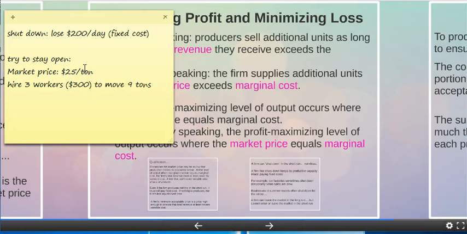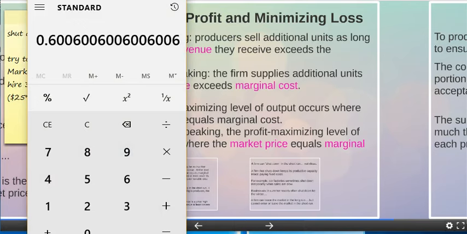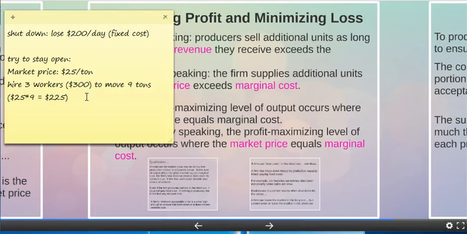$100 each is $300, to move 9 tons, which is 25 times 9, which equals $225. Okay? 9 times 25. All right, so that's $75 less than the variable cost of $300. This is my variable cost, which is $300. The money they're making from moving is $225. So they're actually losing $75.